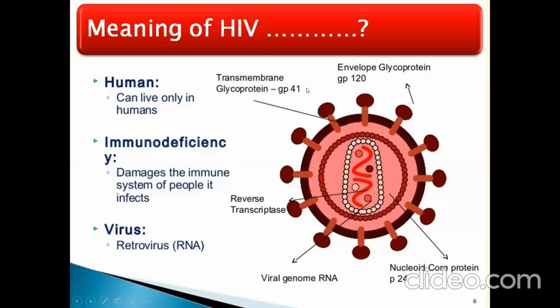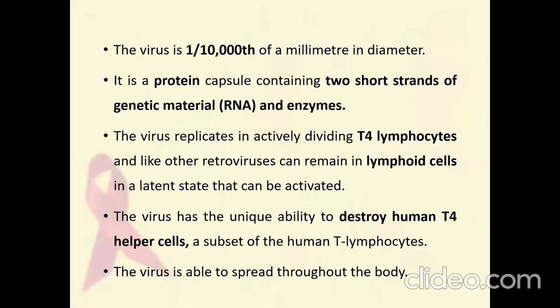And in May 1986, the International Committee on Taxonomy gave it the name HIV, that is human immunodeficiency virus. We had already seen the meaning of HIV. It is called human because it can live only in humans, and immunodeficiency because it causes damage to the immune system of the people it infects, and it is a type of retrovirus, that is an RNA virus. So it is called human immunodeficiency virus.